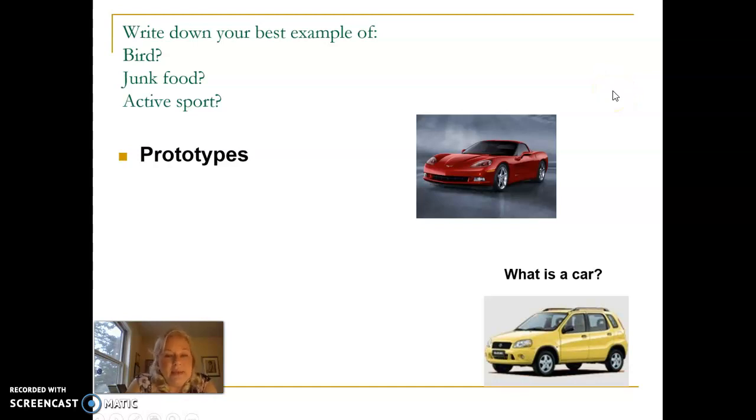Now, when we think, we use prototypes. So I asked you to think of, what do you think of when you think of a bird, when you think of junk food, and when you think of active sport? Now, when I do this in class, I get a huge variety of answers. And when I think of a bird, I think of a cardinal. I love cardinals, and I have cardinals in my yard. They come to my bird feeder. When I think of junk food, I can't think of anything junkier than Cheetos.